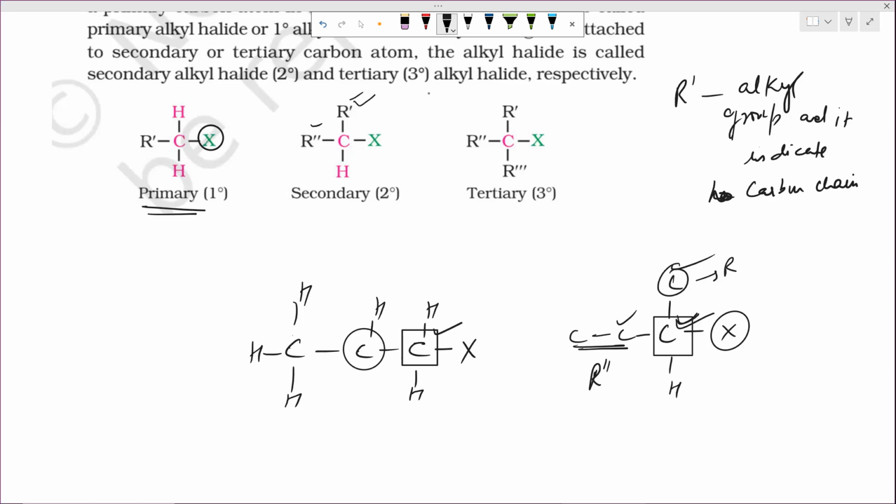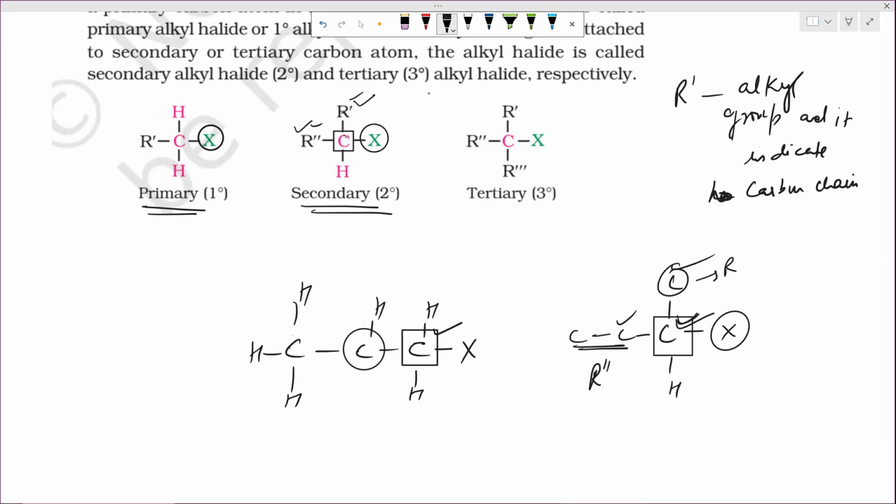So one carbon chain will be there. Means at least this carbon is going to attach with the carbon of this chain and with the carbon of this chain. So this is two carbons. This halogen group is attached with this carbon and this carbon is attached with other two carbons. So it is known as secondary.